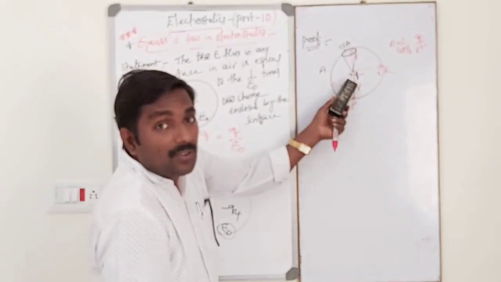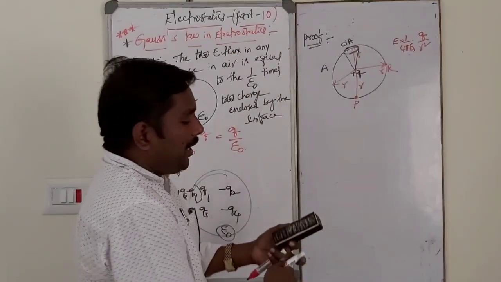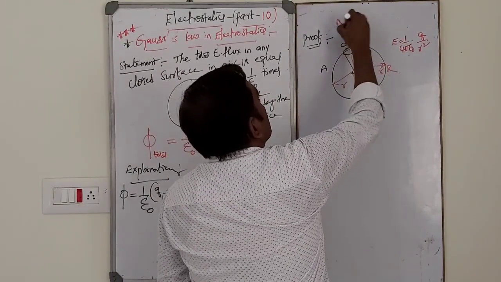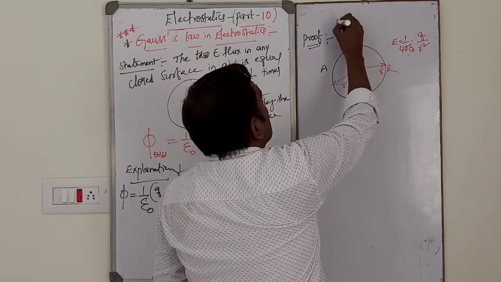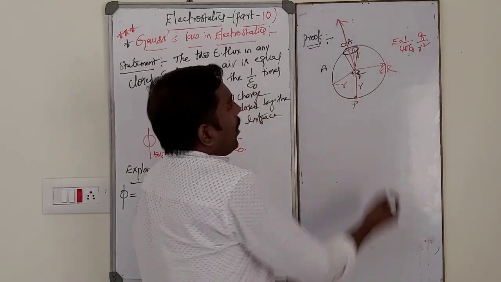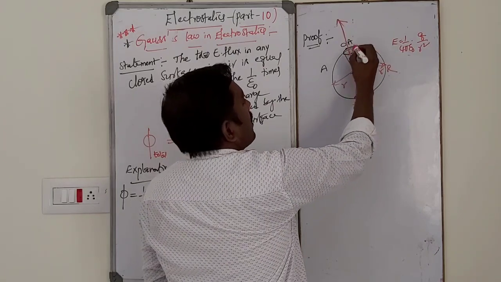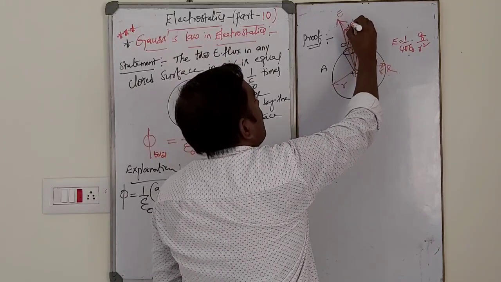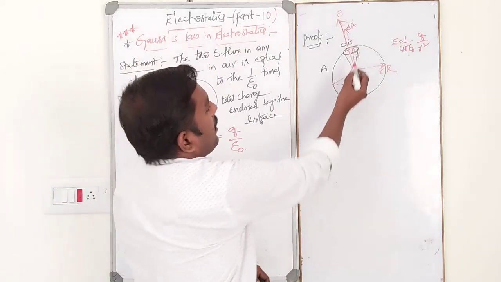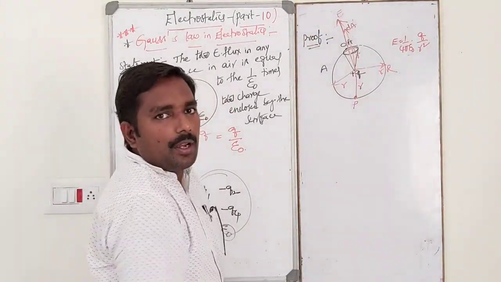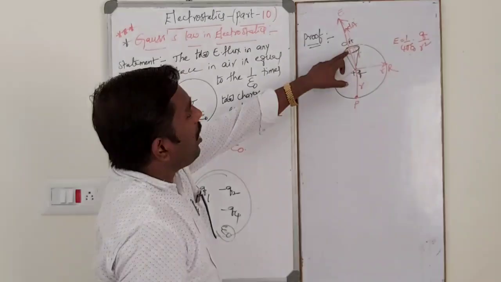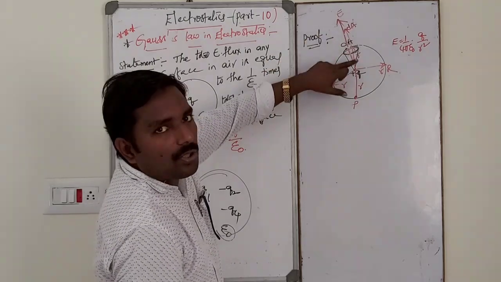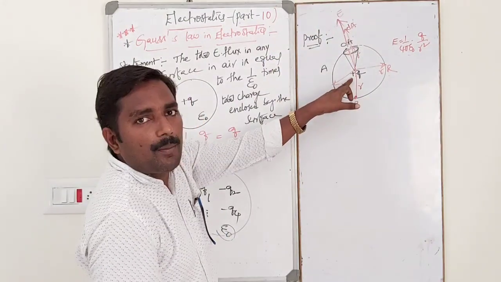In the case of a positive charge, what is the direction of the electric field? Radially outwards. So the field lines are radially outwards. What is the direction of this area? Say this is the electric field direction, and the area direction dA is also outwards. I will take outwards. The area of the small surface is outwards, and the electric field is radially outwards because this is a positive charge.